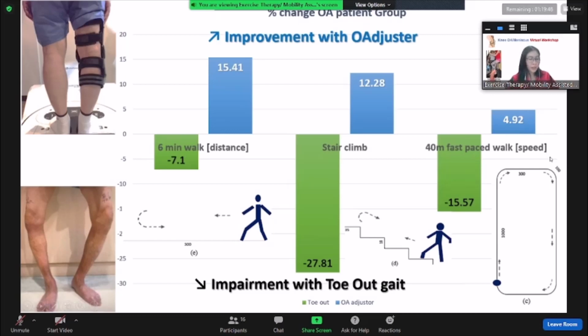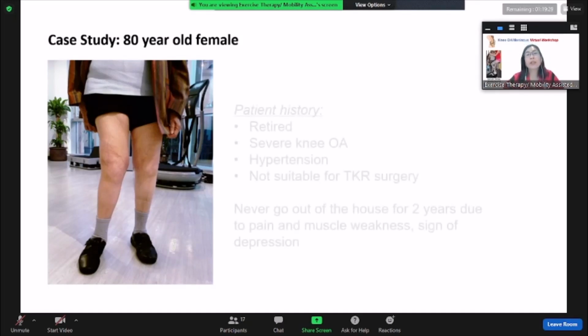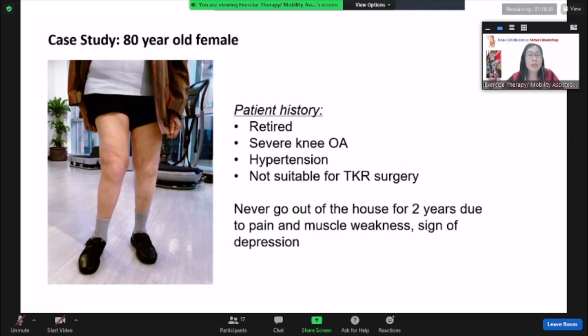Now, having said that, do we have any patients who actually wear this brace? Of course, we'd like to share with you this case study of an 80-year-old female patient. Just to give you a brief background about herself, she is actually retired. She's been experiencing severe knee OA, and you can see from this picture here that she has quite an advanced valgus knee, is hypertensive, and also she's not a suitable candidate for TKR surgery.